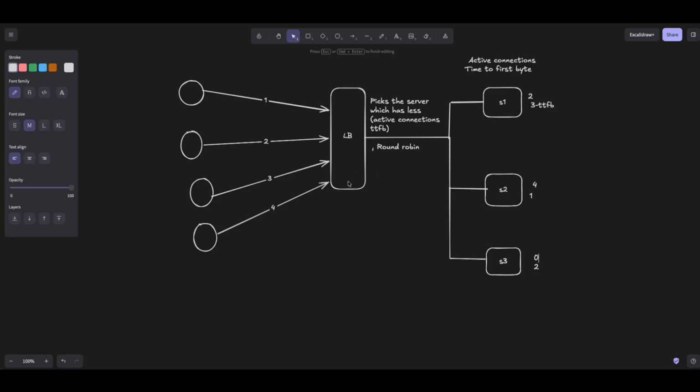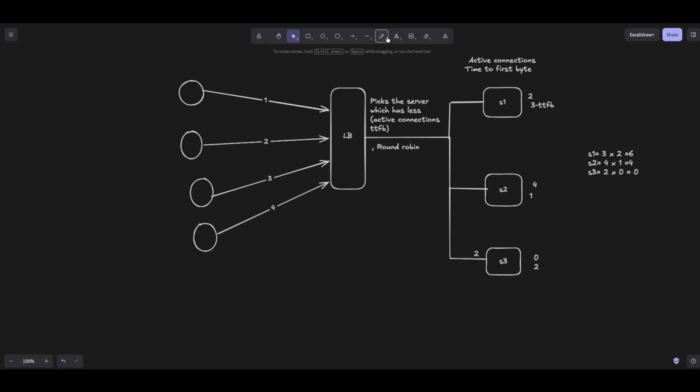So here, let's say we have client two, a request is coming, and it checks, and for server one, it says okay, it's 3 into 2, which is 6. For S2, we are getting 4 into 1, which is 4. And for S3, let's say we are getting 2 into 0, which is 0. So server 3 will receive this second client request, which is here. Now what happens? Active connections become one.